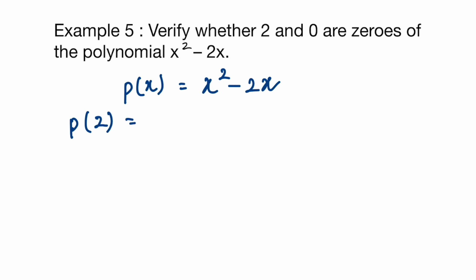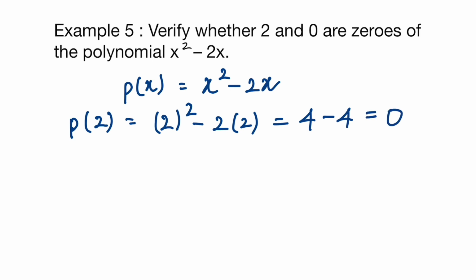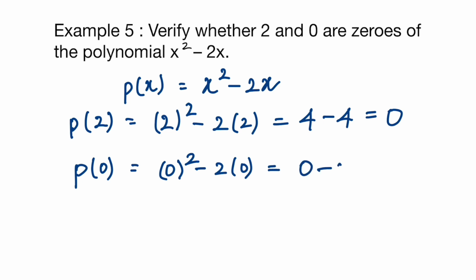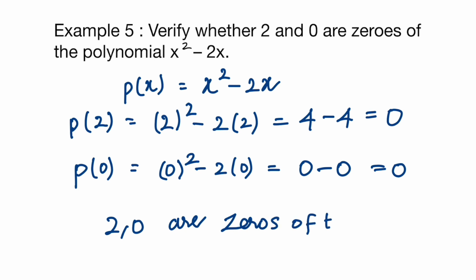So P of 2 is equal to 2 squared minus 2 into 2. Okay, so 2 squared is 4, and 2 times 2 is 4, and that gives you 0. So 2 is a 0 of this polynomial. Now we are doing that for the other number as well, which is 0. P of 0 is equal to 0 squared minus 2 into 0, that gives you 0 minus 0, that also is equal to 0. So both these numbers, both 2 and 0, are zeros of the polynomial.